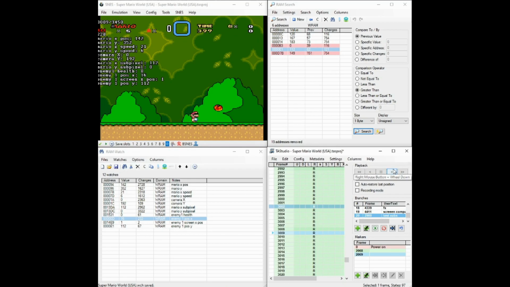So about every 4 frames? 1, 2, 3, 4, 5. So every 5 frames. Okay.